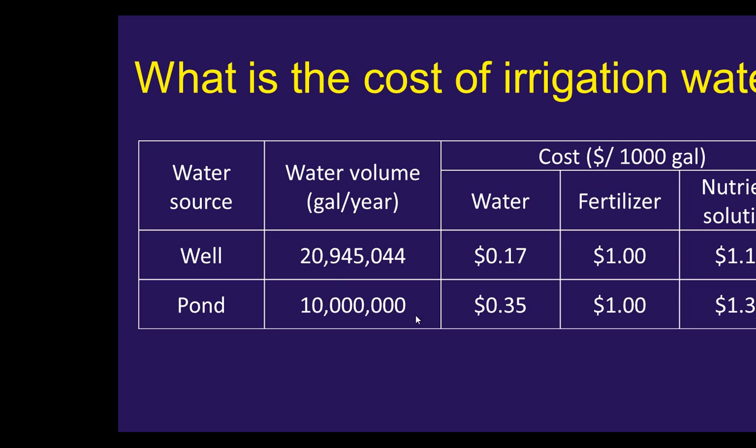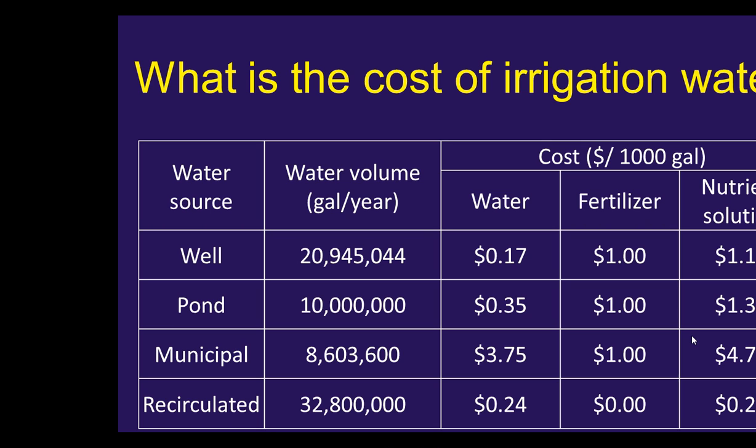If we compare this with pond water, the second grower uses 10 million gallons of water per year. The price is a little bit higher, because it includes the cost of building the pond, of pumping the water, but also of filtration and chlorination, because pond water and any surface source needs to be filtered and treated before use. Then we add the fertilizer, and we have a cost of $1.35.